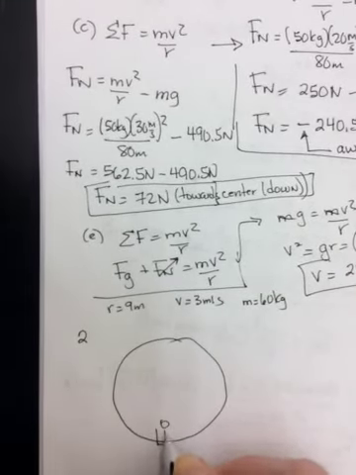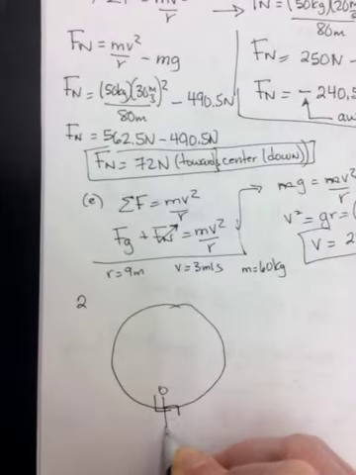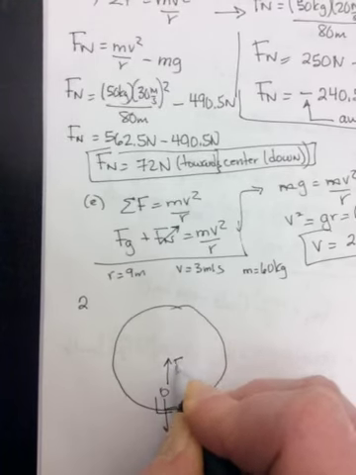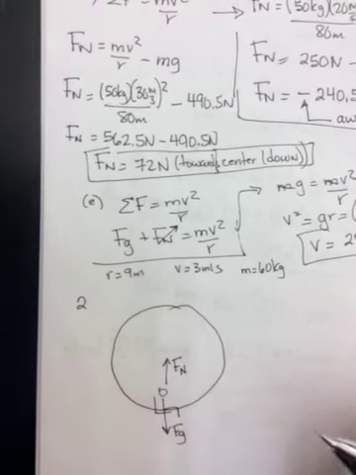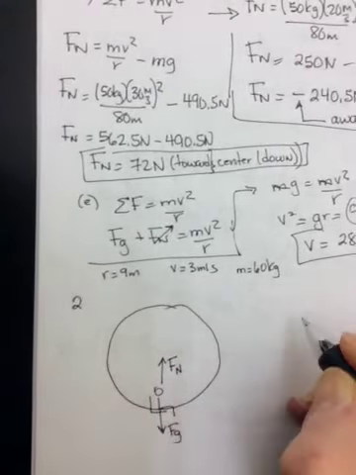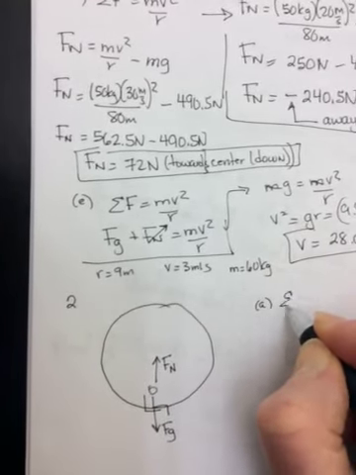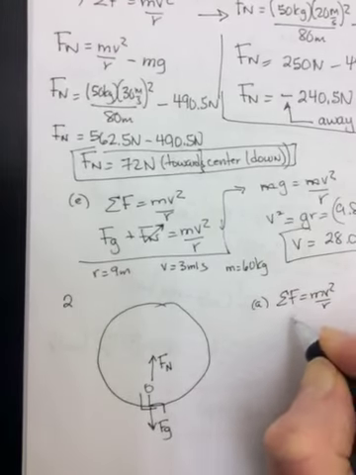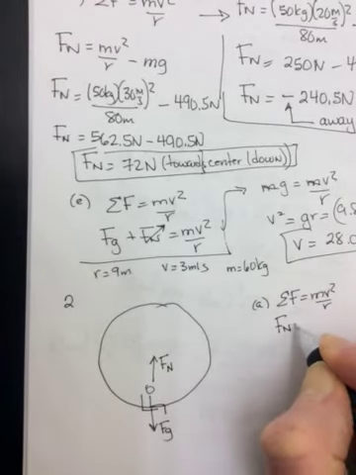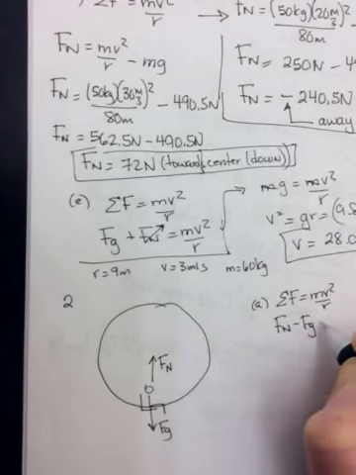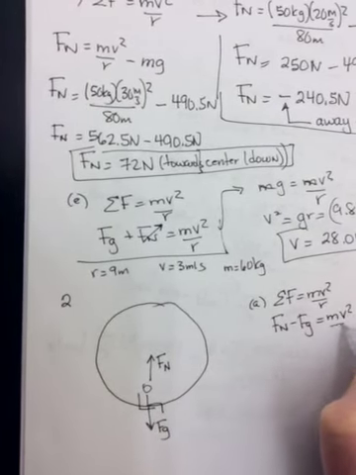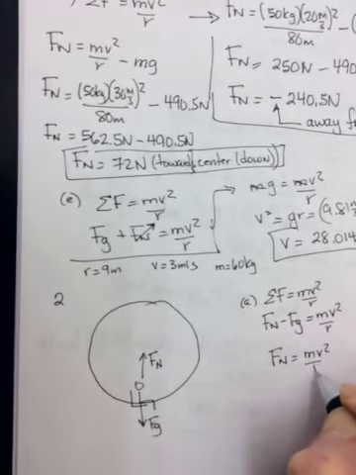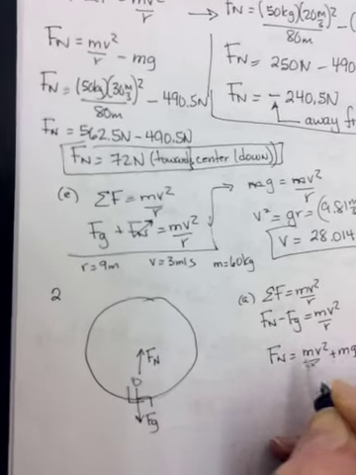So when it's down here and you're sitting on it, gravity will be acting down, and the seat or the scale, the normal, will be acting up. And so it wants to know, what is this normal force? So sum of the forces will equal mv squared over r. And this time it's Fn minus Fg because gravity's going down, equal to mv squared over r. So Fn should be equal to mv squared over r plus mg.